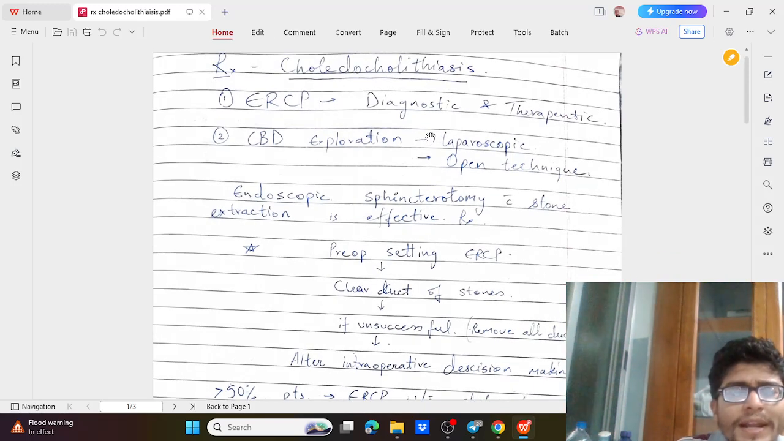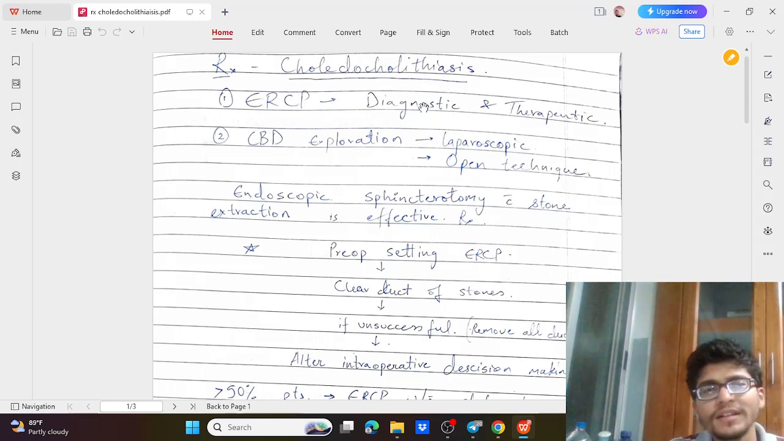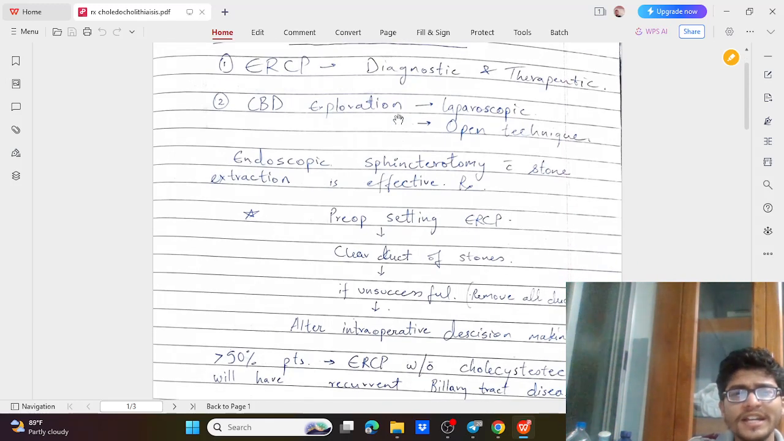Then to see the management in detail, choledocholithiasis has to be managed or presents in three situations, that is preoperatively when the patient is being managed for cholelithiasis, or intraoperatively during laparoscopic cholecystectomy, or after laparoscopic cholecystectomy. So these are the three conditions, and we'll see the management of choledocholithiasis in detail. That is ERCP, that is endoscopic retrograde cholangiopancreatography, which is diagnostic and therapeutic. Other we have CBD exploration, which we'll see in detail, the laparoscopic and the open technique.